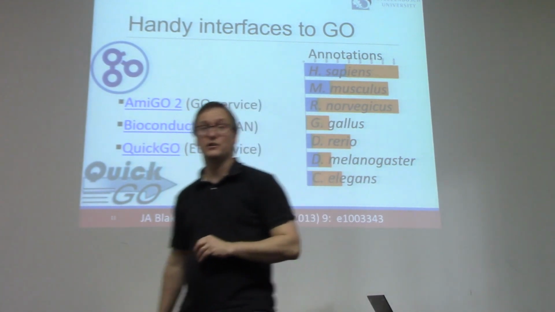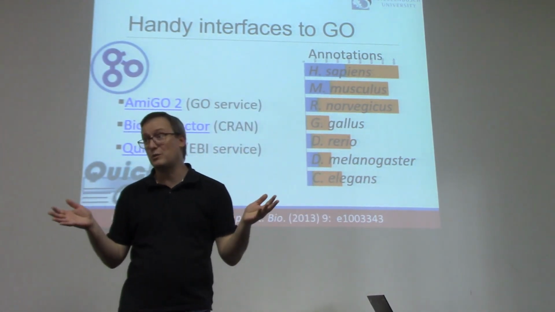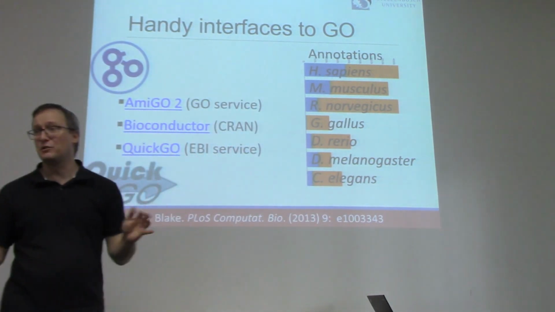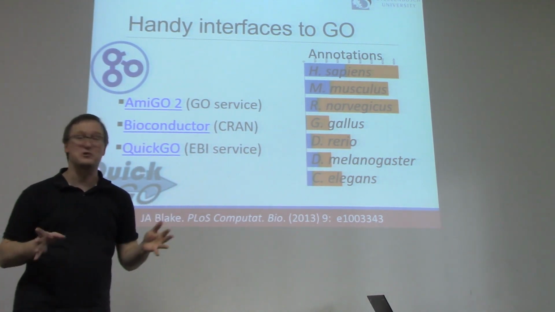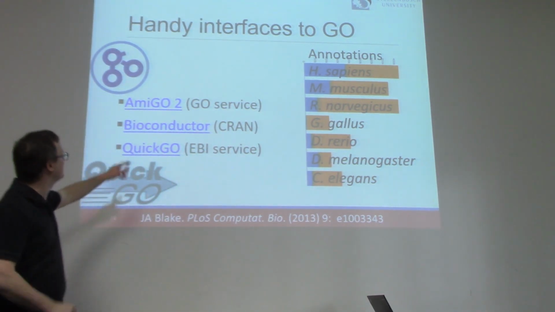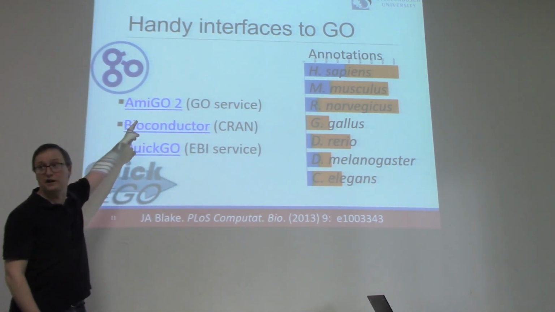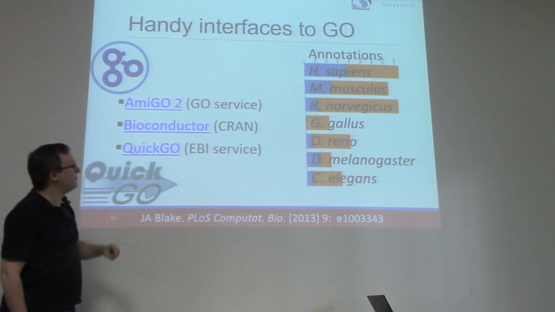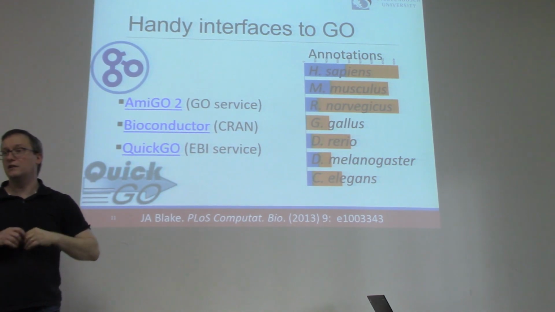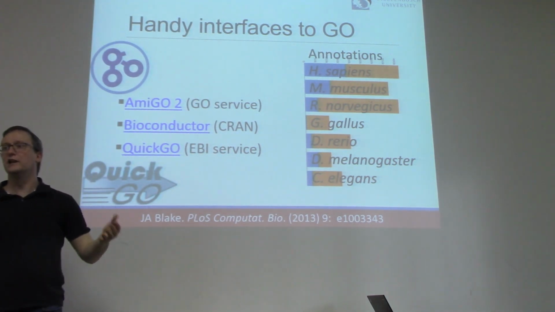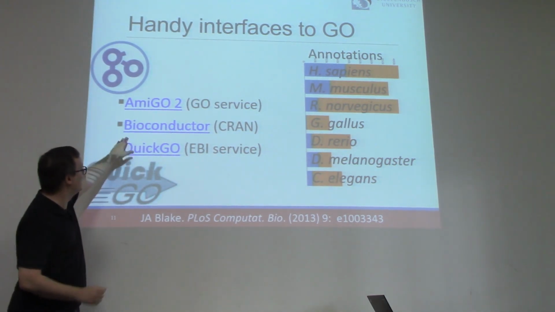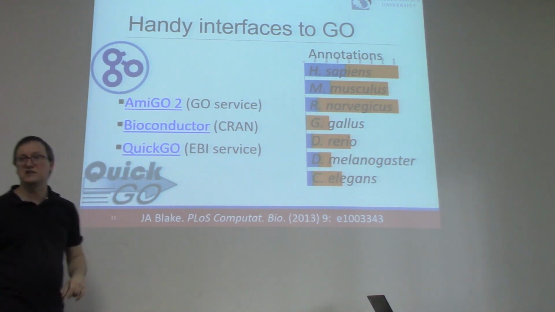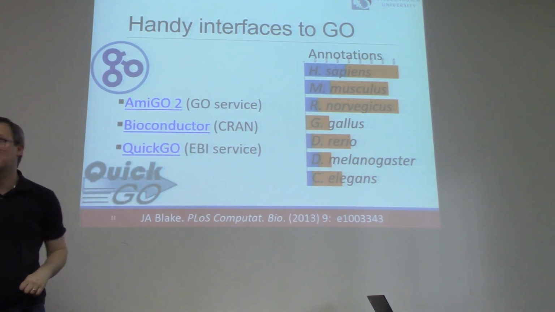Lots of places where you can do this. You might just go to the Gene Ontology website. That's a very reasonable thing to do, but everybody's made some sort of interface to interacting with it. So AmiGO 2 is one that's offered by Gene Ontology. If you're using R, you'll find that Bioconductor has a really handy set of libraries, frankly, that can all speak Gene Ontology. And QuickGO is a service that's available from the European Bioinformatics Institute.